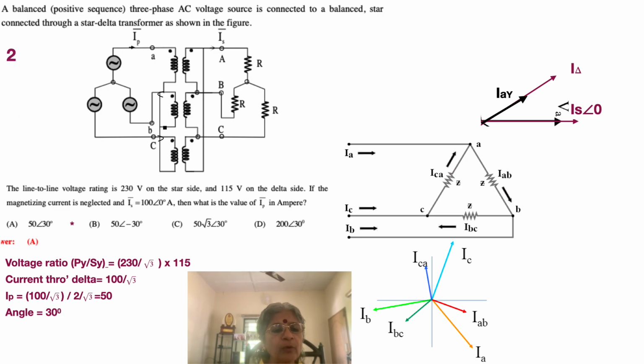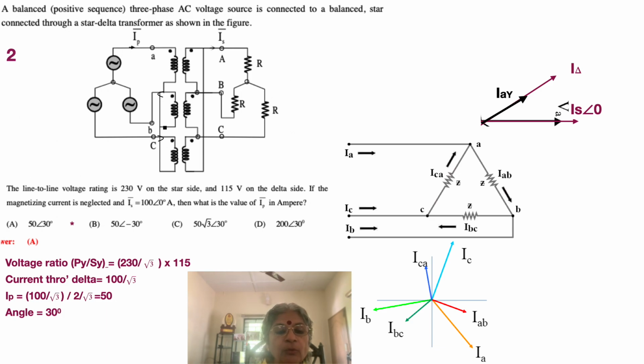Now moving on, line to line voltage is given as 230 volt on the star side. So what does it mean? That we are having a line to line voltage of 230, so each of the phases in the star will have 230 by root 3 as the voltage across it.